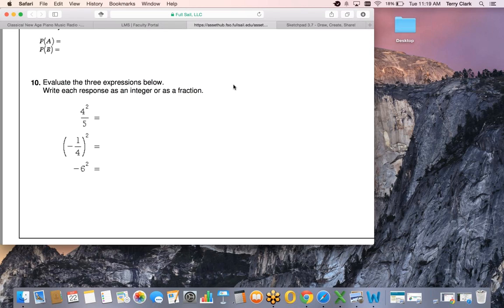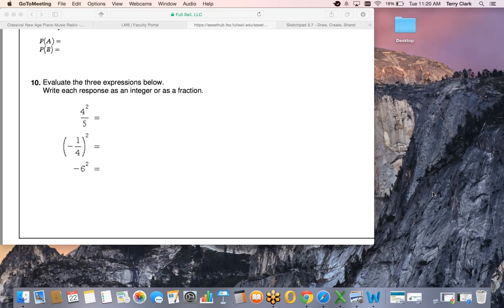Okay, on number 10, watch out for that last one. The last one, -6 squared. I'm going to put it in here, -6 squared like that. That equals -36. That's not a positive 36. So watch that. I'm going to show you the difference between the two, because a lot of times people get these two mixed up, and this will get you.